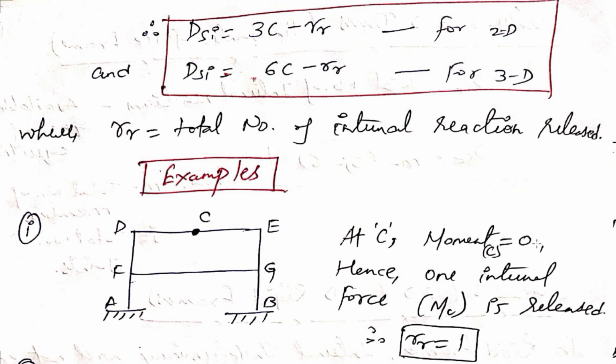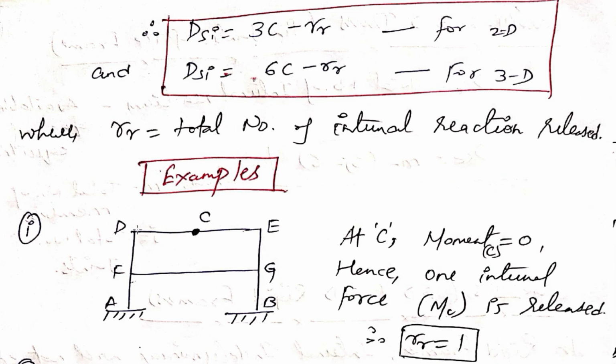So moment at C is equal to 0. Here one internal reaction, one internal force, that is your moment at C, is released. So we are having an RR value of 1. You can also calculate your RR value at point C, that is your internal hinge.